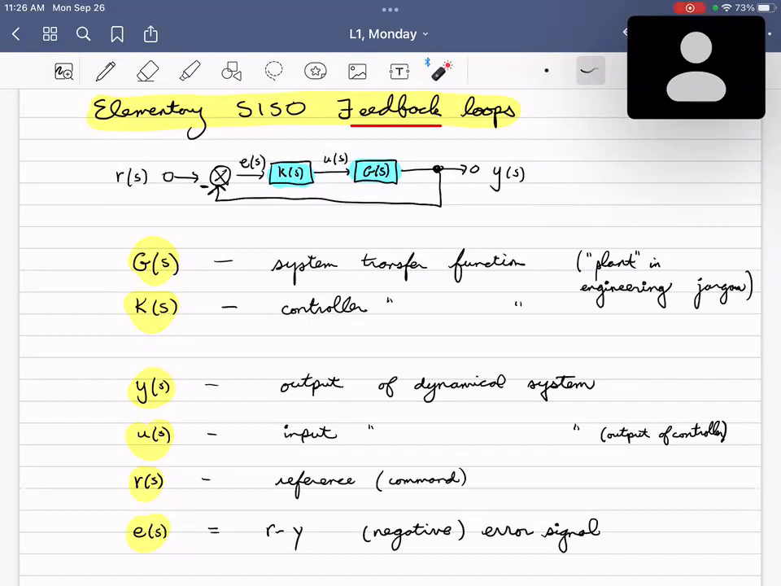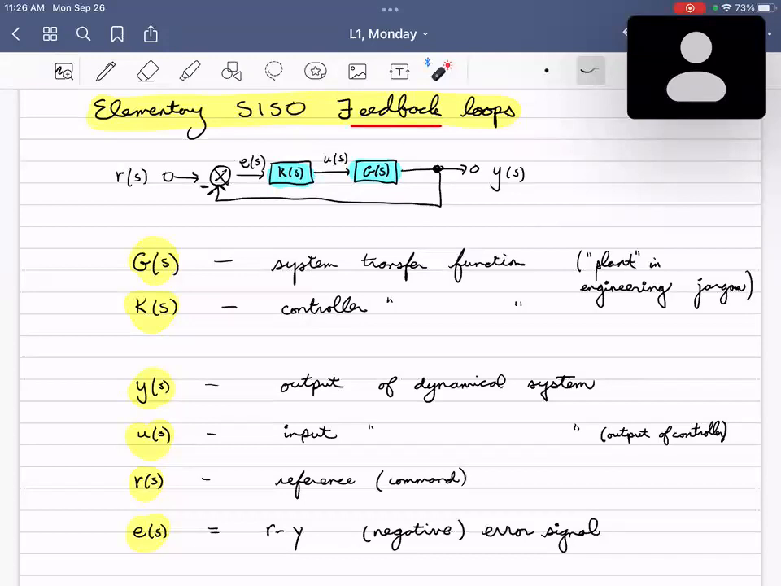Sorry, could you repeat the relations between the variables? So the relations are just what you see. Here's K. It's a dynamical system too, the controller dynamics. It takes an input E and an output U. So U equals KE.